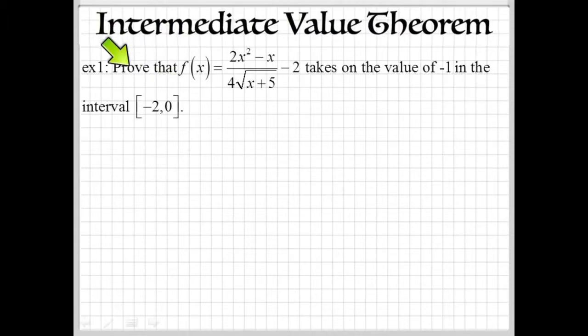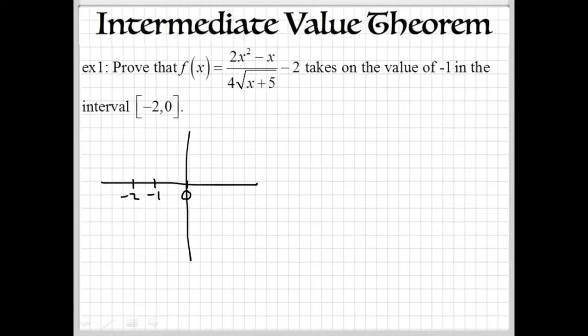Okay, prove that this f of x takes on the value of -1 in the interval. So it gives us an interval. Now these are x values right here, from -2 to 0. So if we had a graph, I suppose it would look like this. From -2, we'll say this is 1, 2. So that's -1, -2 to 0.